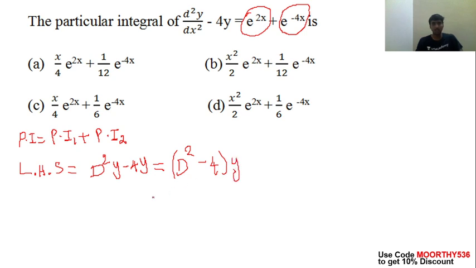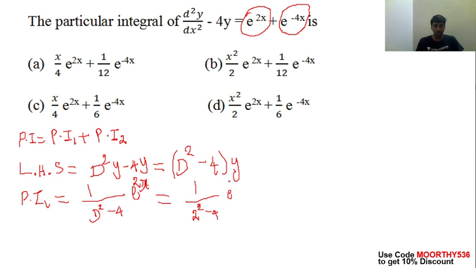The particular integral PI1, as per the discussion, is equal to 1 divided by f of D, where f of D is equal to D square minus 4, into e power 2x. As per the formula, we replace D square by 2 square minus 4 into e power 2x. This gives 0, so the denominator is equal to 0.